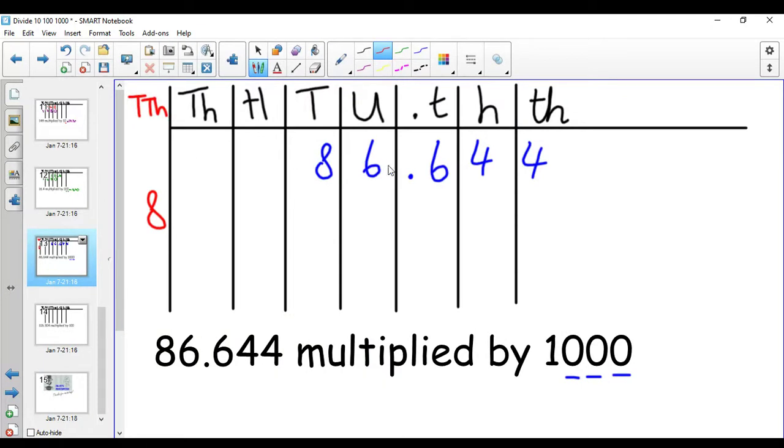It's getting much larger. My 6 units will move once, twice, 3 times. My 6 tenths move once, twice, 3 times. 4 hundredths, 1, 2, 3 times across. And my 4 thousandths, 1, 2, 3 times across. This takes me right up to the decimal boundary. I don't need any placeholders, but I have a much larger number now. 86,644.